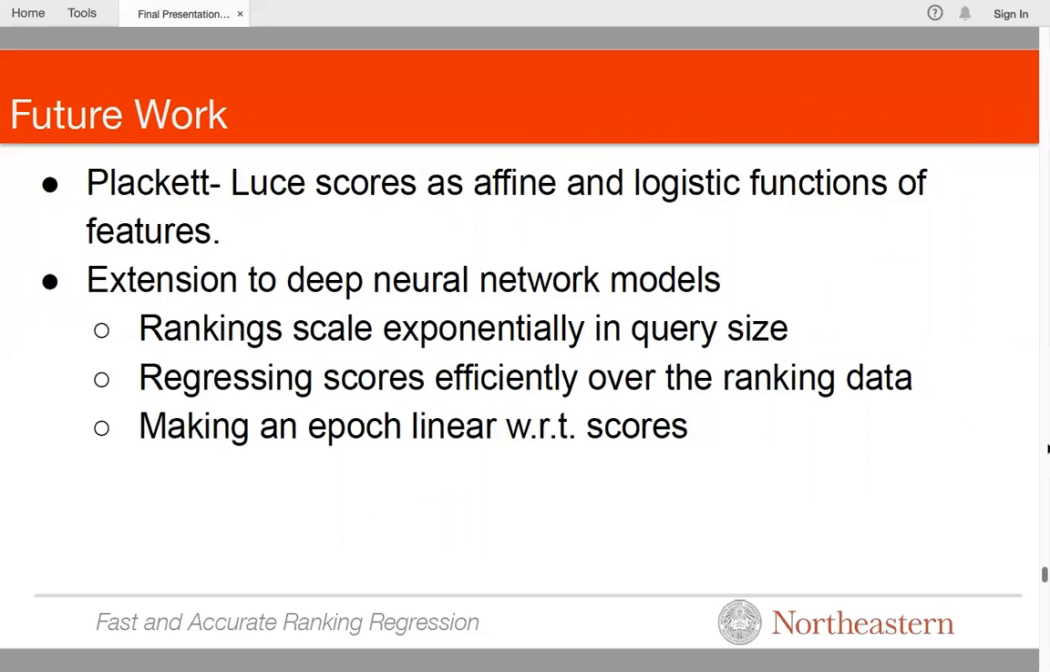As we see, the number of rankings in the dataset can scale exponentially compared to the number of samples in each query, which is the query size. So if we have a deep neural network model and we use our algorithm, at each iteration we can learn scores efficiently using the spectral algorithm over this exponential ranking data. And given these scores, we can do the regression of scores from the sample features, a linear approach compared to the case of exponential in the query size.